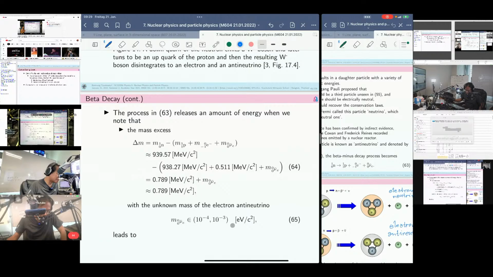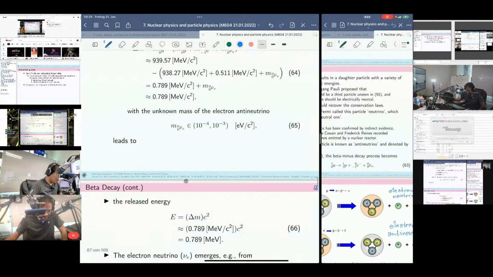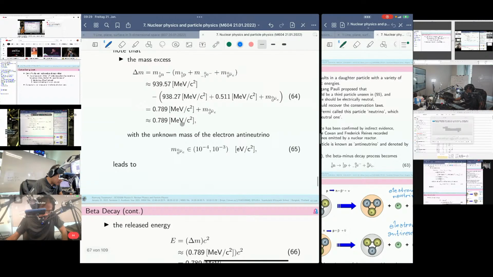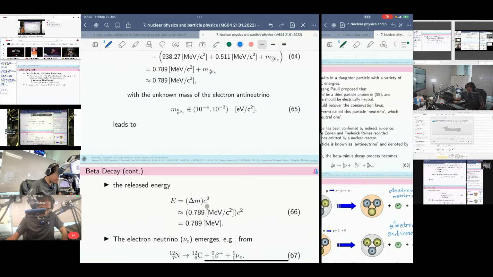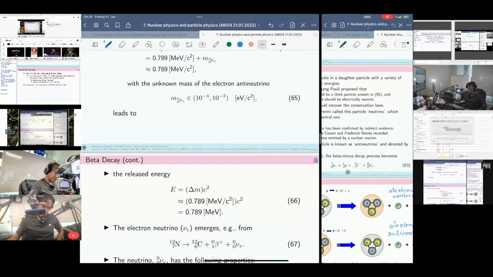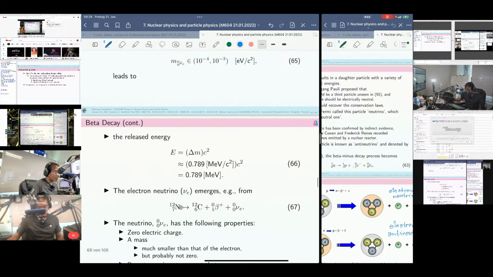And now the released energy is going to be 0.789 mega electron volts, once you convert it by multiplying with c squared, right? You get the actual mass in mega electron volts from this process. So equation 63 releases energy of around 0.8 mega electron volts.